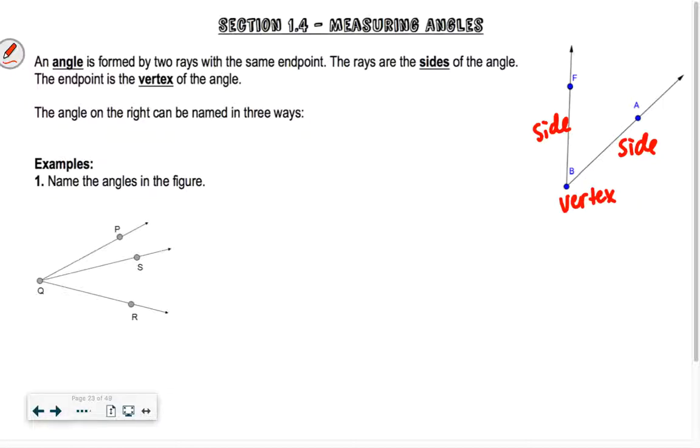Okay, so the angle on the right can be named in three different ways. We always use the vertex to name an angle. So I could call this angle B, unless there's things like in number 1. Do you guys see why I couldn't name an angle Q in number 1? Yeah, because there's more than one angle that would have that vertex, right? So sometimes we're going to use letters. We could say angle B, or we could say FBA, or we could say ABF. Does that make sense? Notice how the vertex is in the middle.